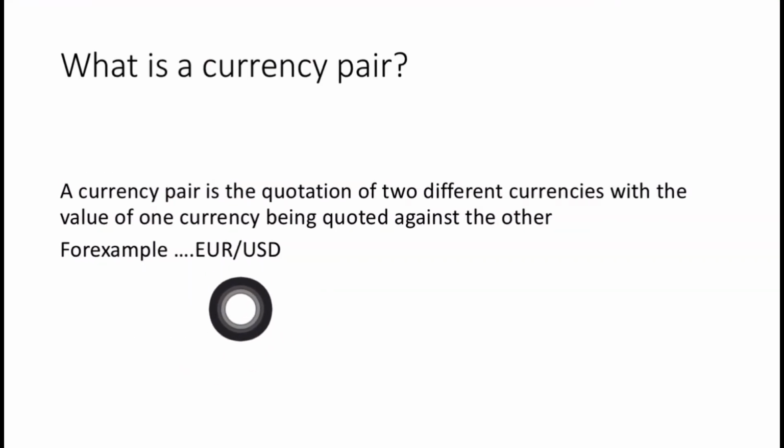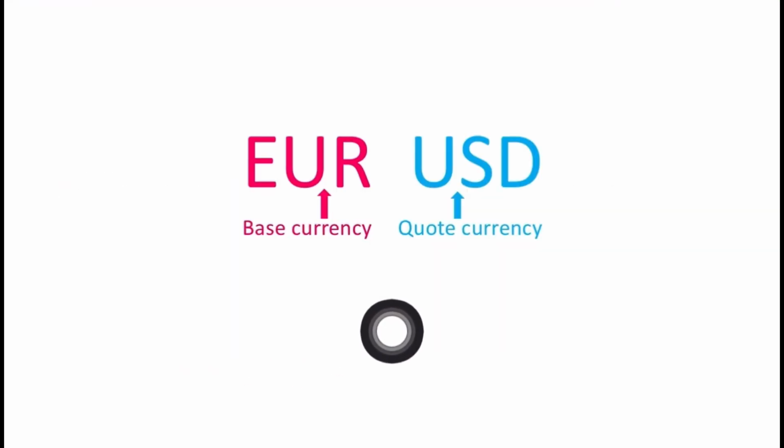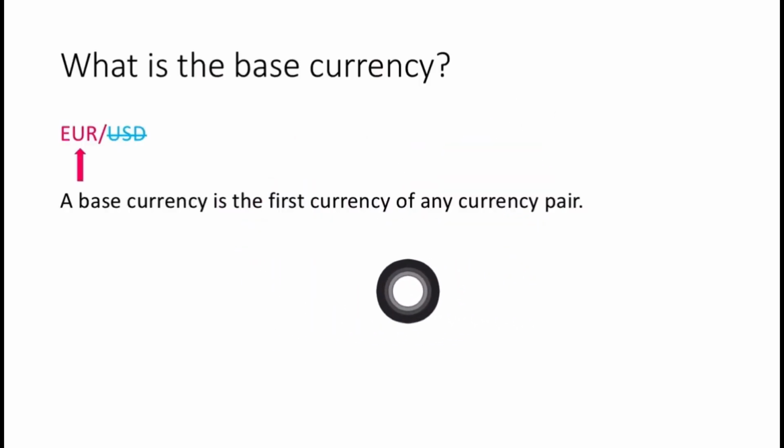For example, the euro USD. So we have here euro and USD. This is a currency pair, and the currency pair is formed of a base currency and a quote currency. So in our example, the euro is the base currency and the US dollar is the quote currency. So what is the base currency? Remember, our base currency is the euro. A base currency is the first currency of any currency pair.